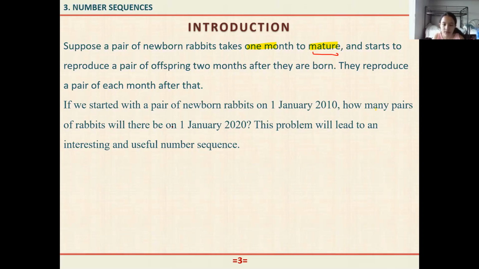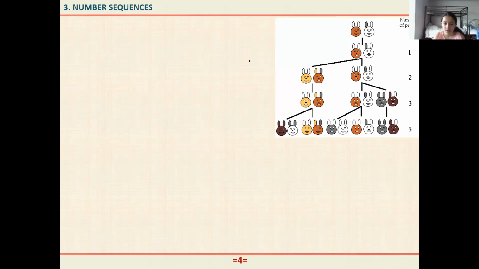What is it saying? Suppose a pair of newborn rabbits. You go to the animal market and you buy a pair of newborn rabbits, a tiny little pair, and you bring them home. It says that it takes 1 month to mature. That means that in 1 month they become adult, right? And they start to reproduce a pair of offspring. So you go to the market, that is the first month. Now they are babies, and after 1 month, still you have a pair of rabbits.